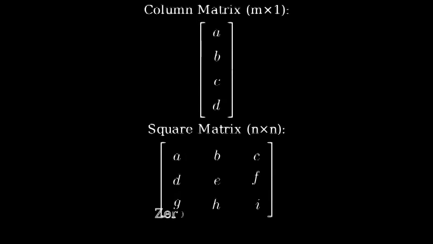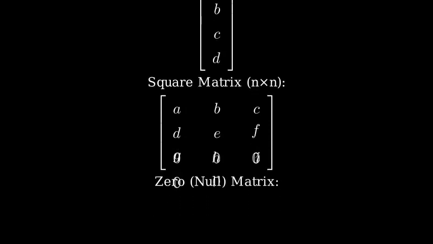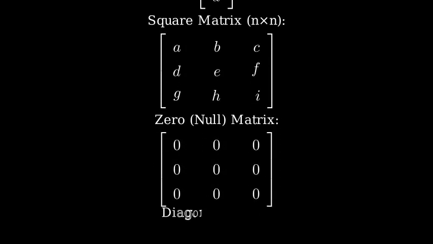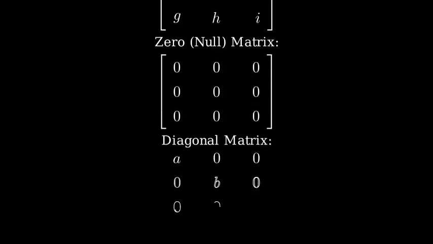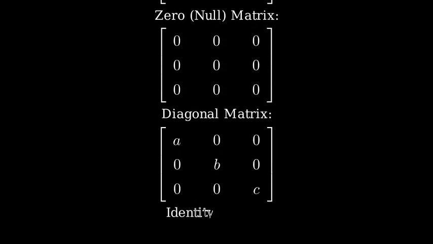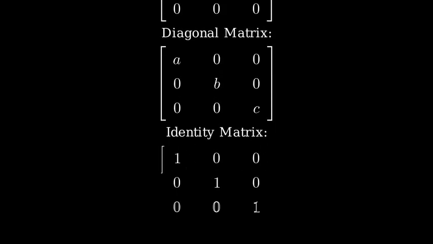A zero or null matrix contains only zeros. In a diagonal matrix, all elements outside the main diagonal are zero. And an identity matrix is a square matrix with ones on the main diagonal and zeros elsewhere.